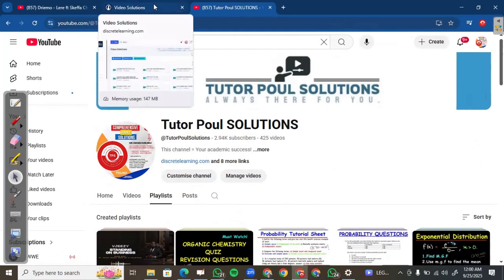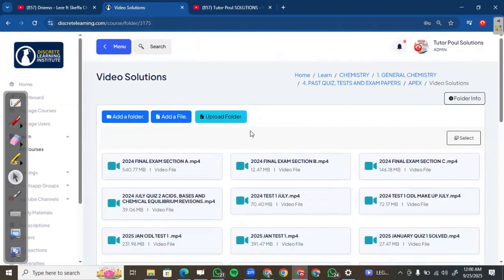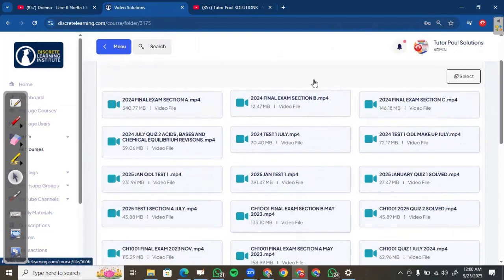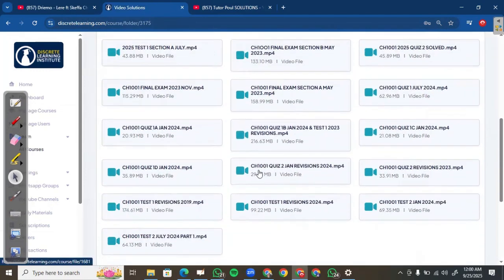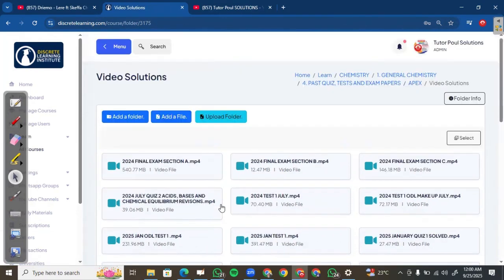And then for those who need more materials, we have a paid feature where you can access all these that you can see: the past papers, the tutorial sheets, the topic videos. And it's not only chemistry, even math, even biology, even physics. All the NS courses or pre-med courses, we have them here.